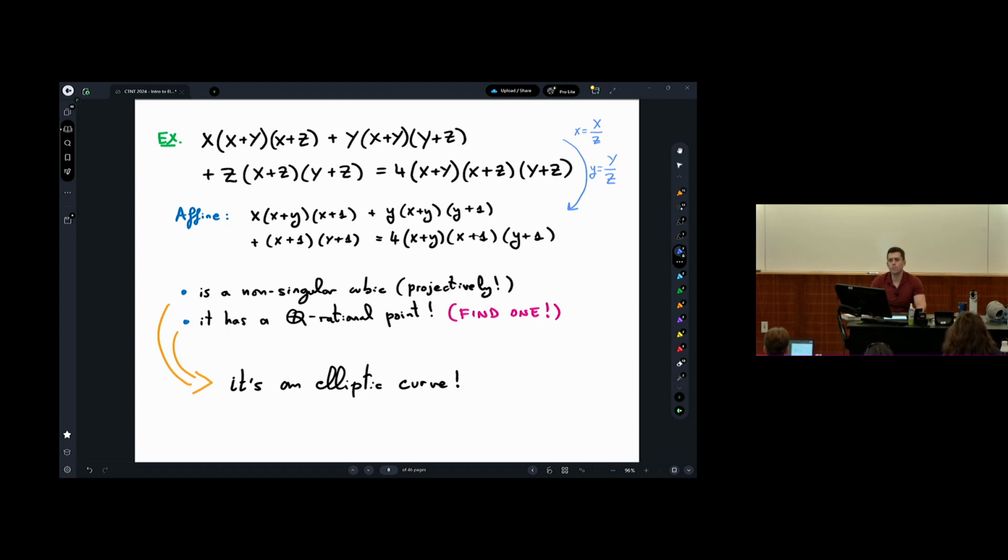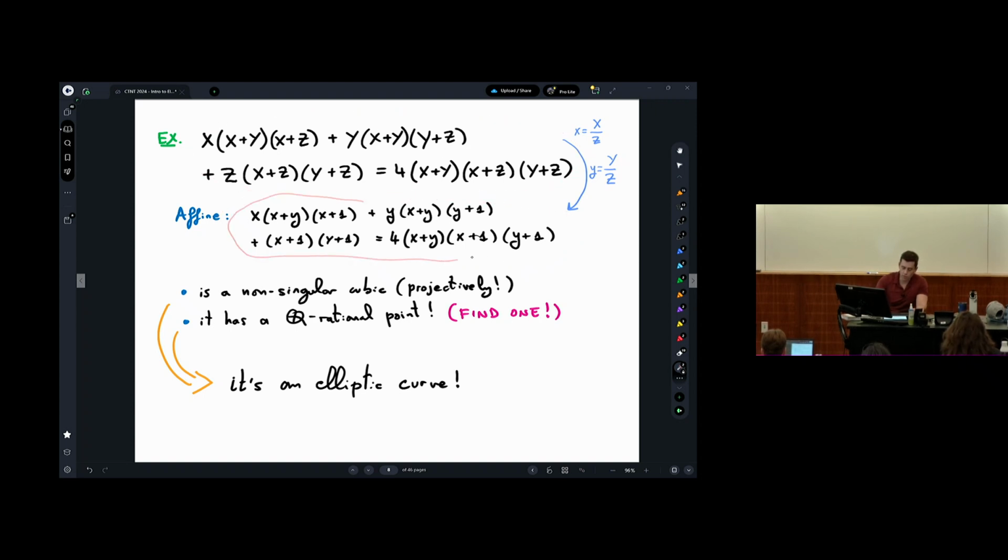Keith? This addresses the point asked earlier about why points with z equals 0 are considered at infinity. Right, with this change of variables, if z equals 0, it sort of explodes. The coordinates become infinite. Okay, so this is an affine model for this projective curve.